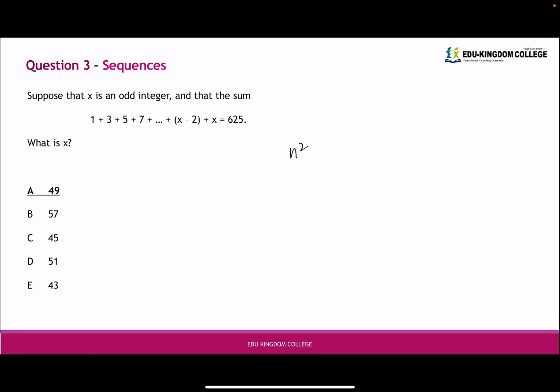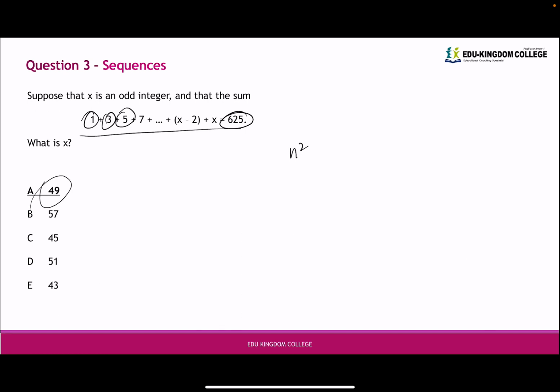1 plus 3 is going to be 4. Since we've added the first 2 terms together, 2 squared is 4. 1 plus 3 plus 5 is 9. Because we added the first 3 terms together, the sum is 9, or 3 squared. And so we want to see how many we have added up here. Well, the sum is 625. So what squared equals 625? 25 squared equals 625. And if we're starting at 1 and counting up odd numbers, 25 terms, the 25th odd number is going to be 49.